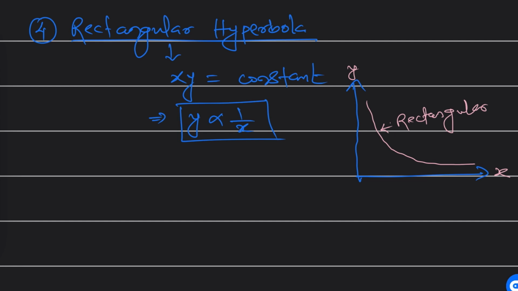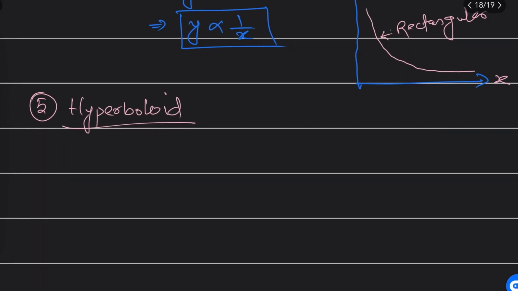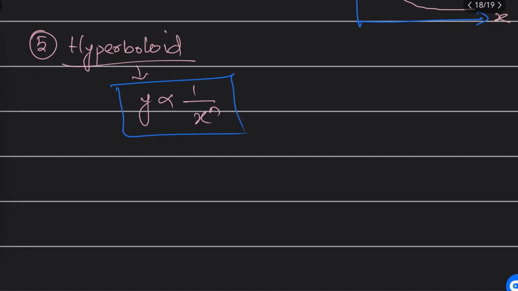Next is the hyperboloid. Sometimes students get confused. Here x has power 1 and y has power 1. Now I'm discussing the hyperboloid. What is this? It is also most commonly used, when y is inversely proportional to x power n. Here the power may be any value, it's not compulsory that the power should be 1. It may be 2, 3, 4.